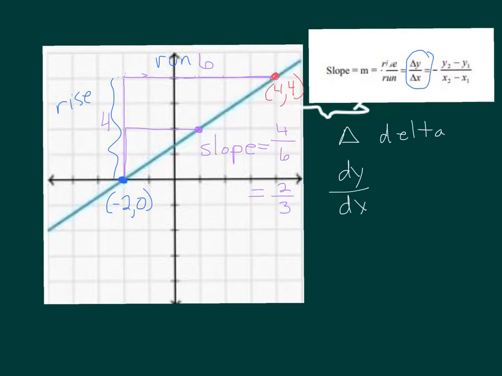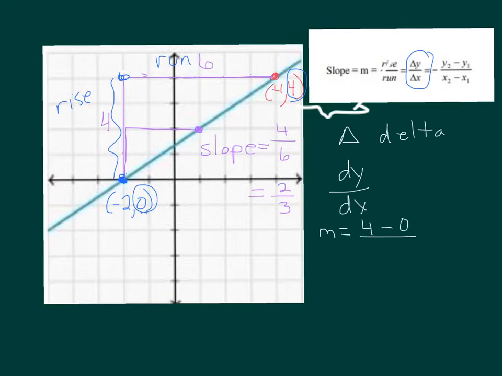Now, if we take y2 minus y1, then we are measuring from here down to here. In other words, we're measuring the difference in the y values of the points that we're given. So in this case, if we were calculating the slope without a graph, we would need our two y values. y2 is 4, that's the y value of the second point, and y1 is 0, that's the y value of the first point.